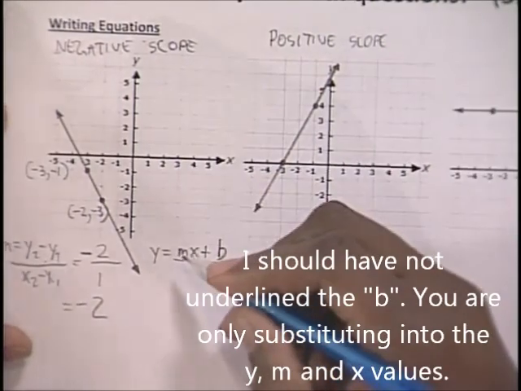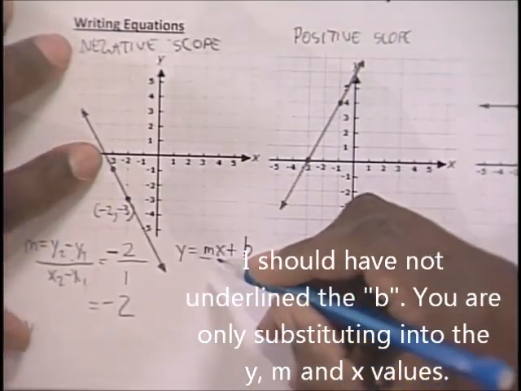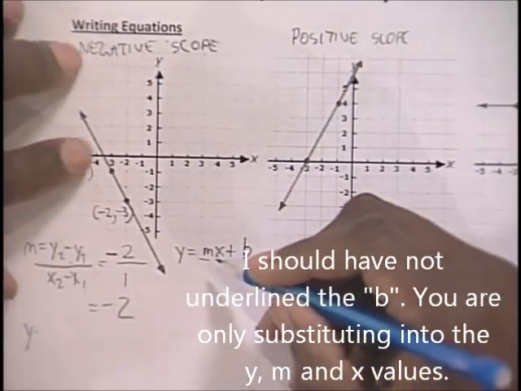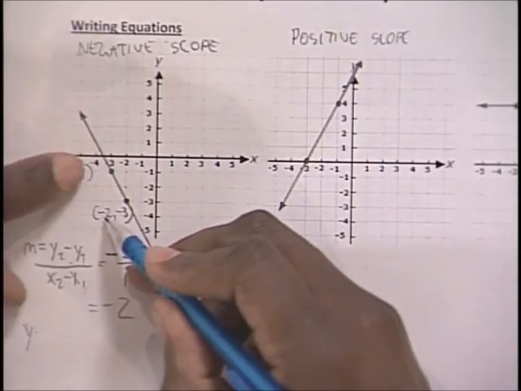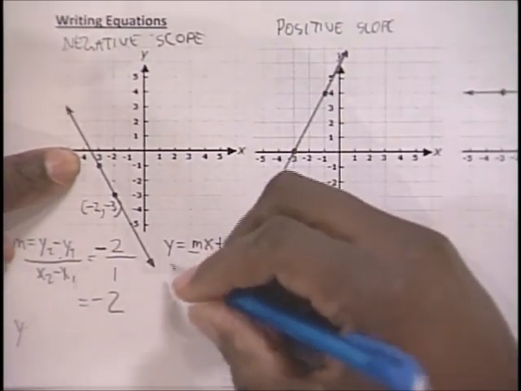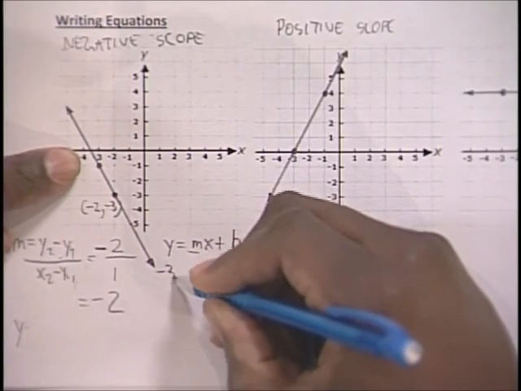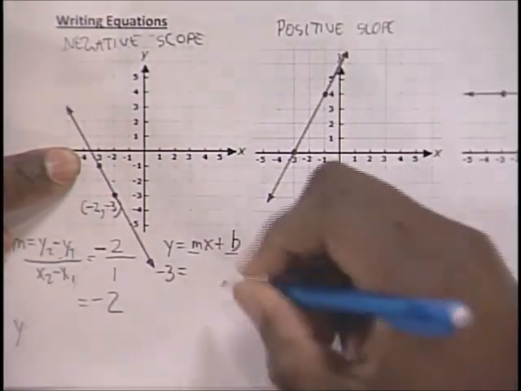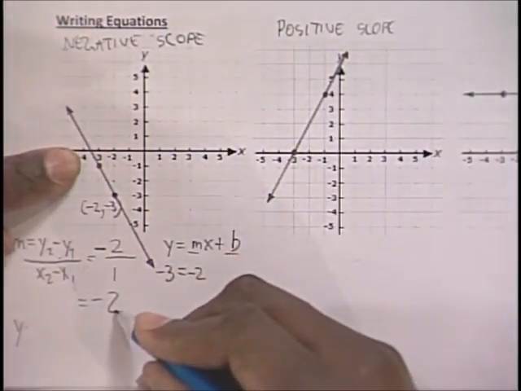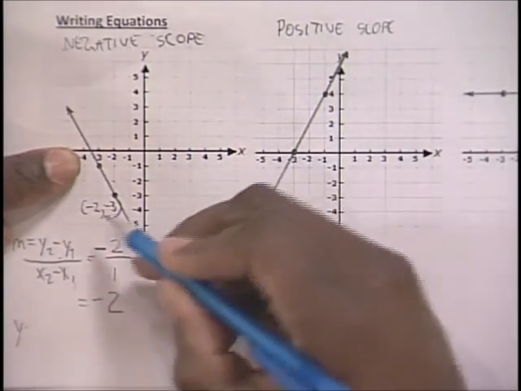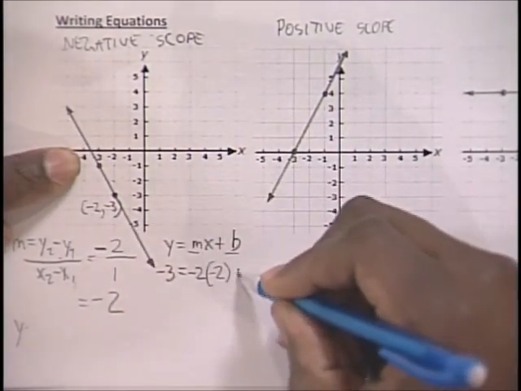All right, so like I told you, let's just use one point or the other. Let's use this point right here. I'm covering this one up intentionally. So we substitute into y. Y is -3. We substitute into the slope, which is -2. We found that already. The x value is -2, plus b.